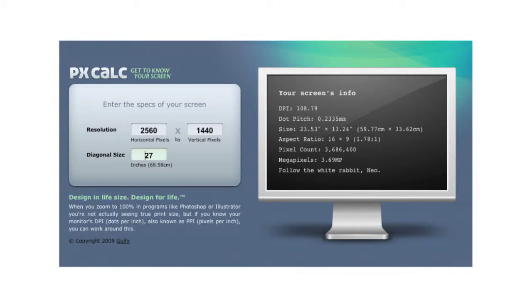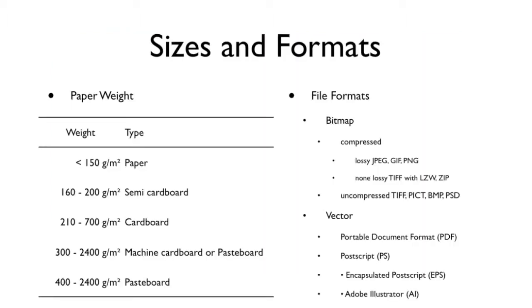Right. Now, coming slightly back to sizes and formats, we already did the weights. So here are the different types of paper that you have: cardboard, passport, and so forth. The other important thing for you is, of course, file formats. We talked about compression.